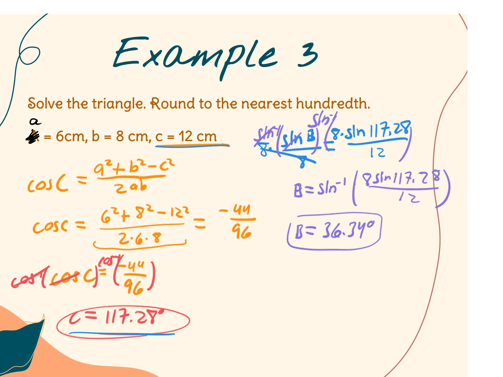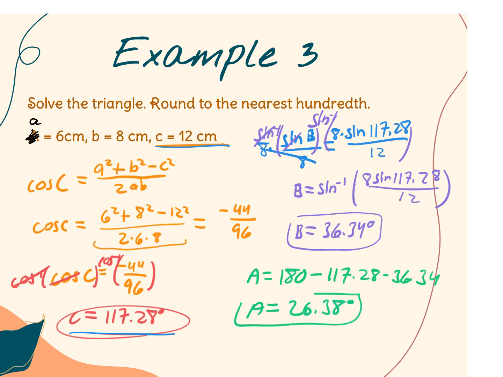All right, and now that we have two angles, all we have to do to find the last one is add them up and subtract from 180. All right, so I'm going to do angle A is going to equal 180 minus 117.28 minus 36.34. So then we get the measure of angle A is 26.38 degrees. All right, and that gets us all of our missing angles.